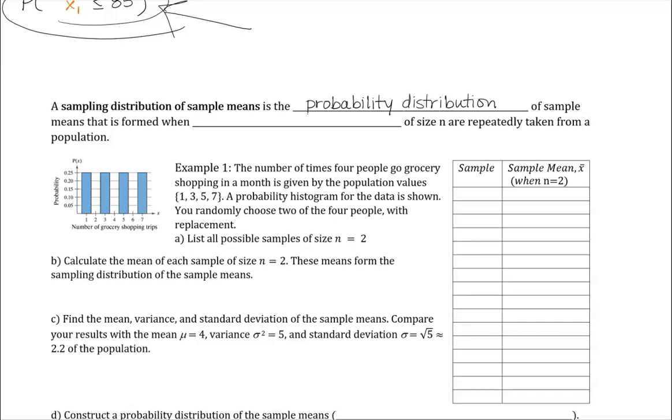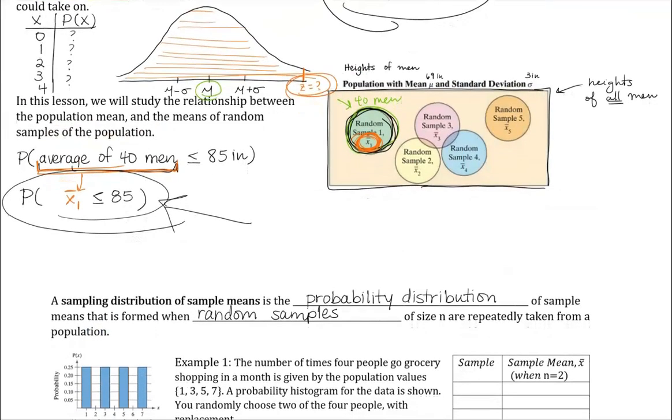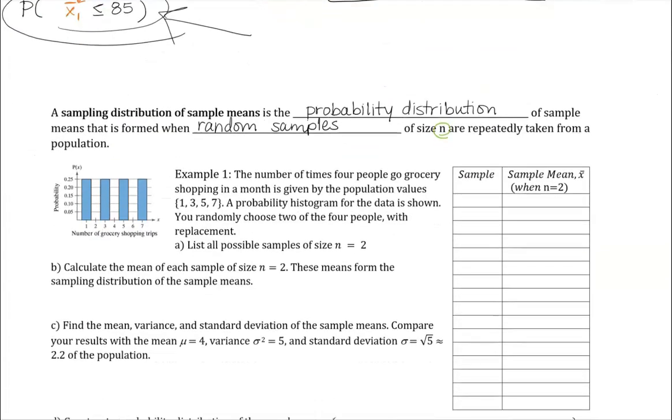So it is a probability distribution of sample means that is formed when random samples of size n are repeatedly taken from a population. So again, remember, all these little circles in this diagram represented a random sample. And in my little example, I said that our sample size was 40. So when I say of size n, you don't have to draw all these arrows on your note sheet. I hope you're not, because that would look pretty messy. But just to give you some perspective, that n is talking about the size of the sample that we're taking from that population. So that is what a sampling distribution of a sample mean is.